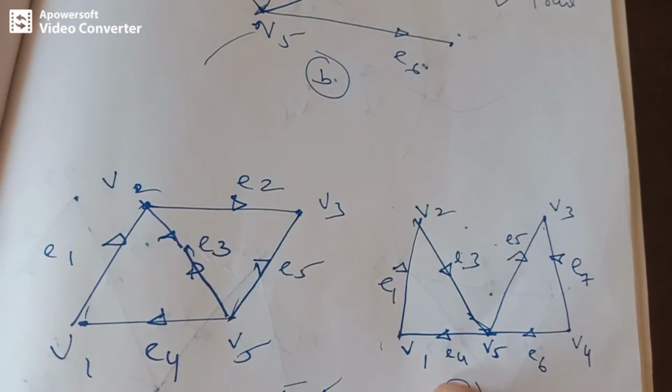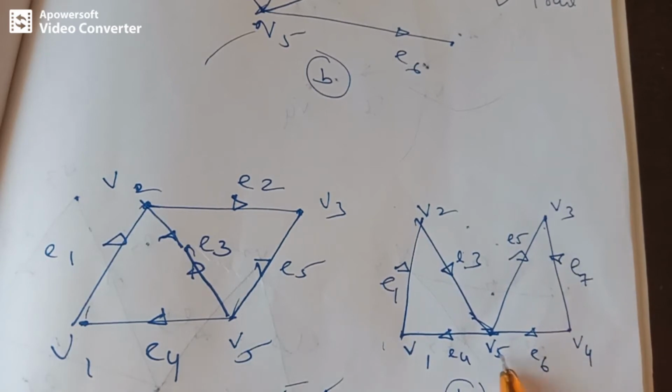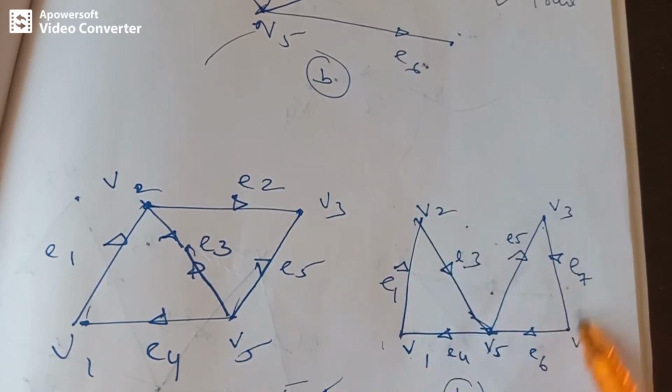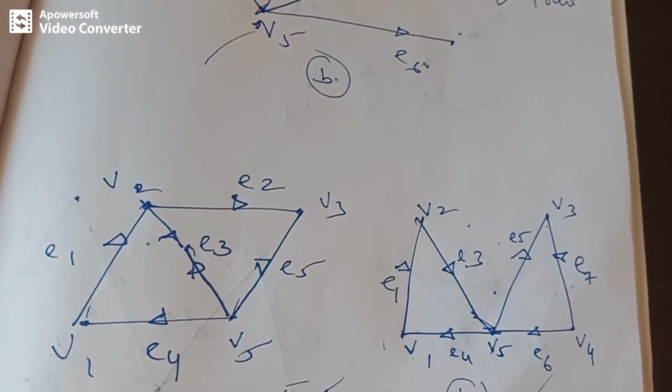Next, if we take this example, it starts from V1, V2, E3, then V5, V3, E7, V4, E6, V5, E4, V1. Yes, it is a closed walk and no edges are repeated. Therefore, it is a circuit.